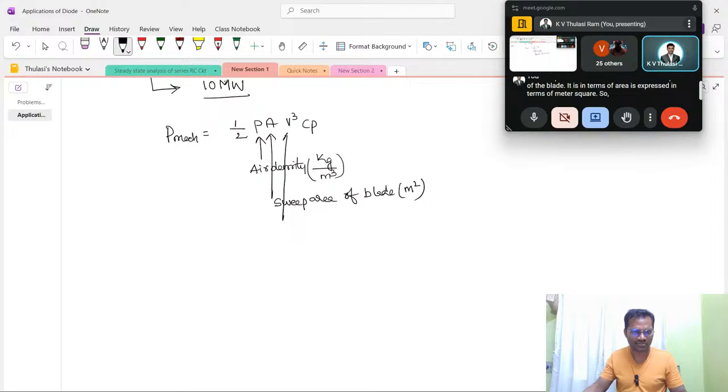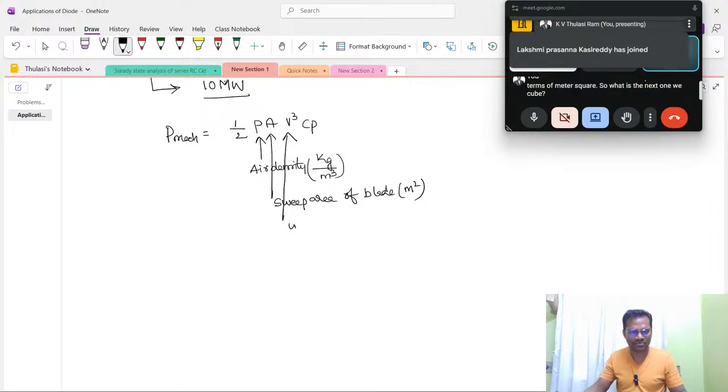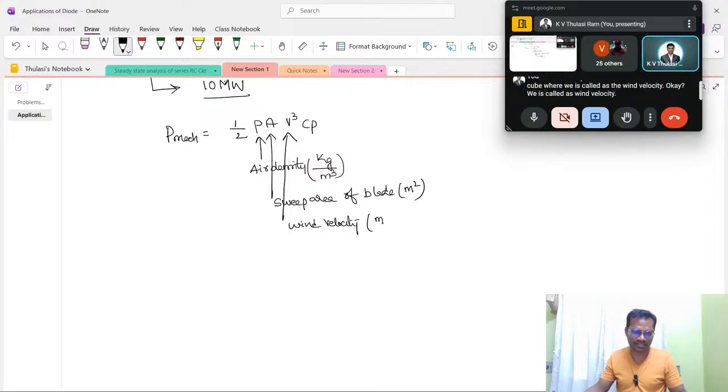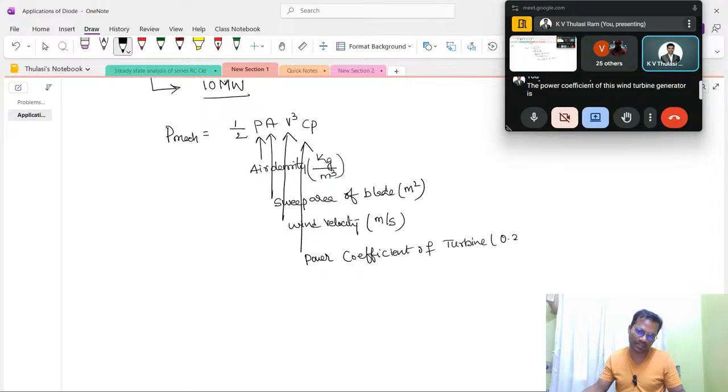What is the next one? V cube, where V is the wind velocity. The units of velocity are meters per second. And what is meant by Cp? Cp is the power coefficient of the turbine. The power coefficient of this wind turbine generator is 0.35.